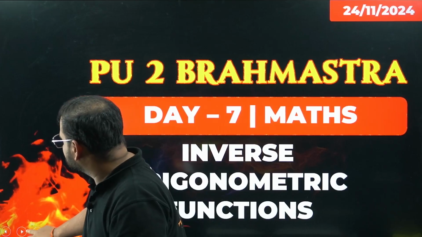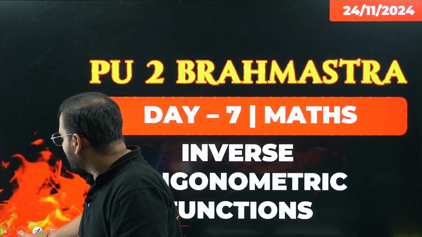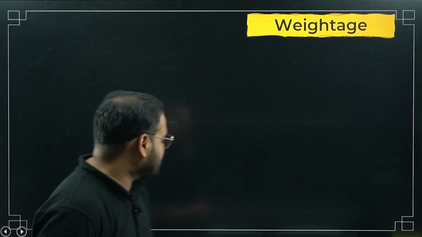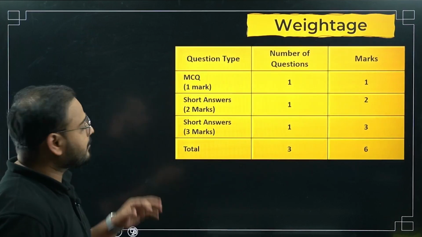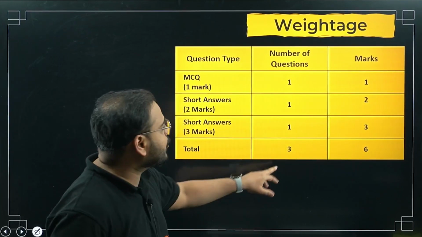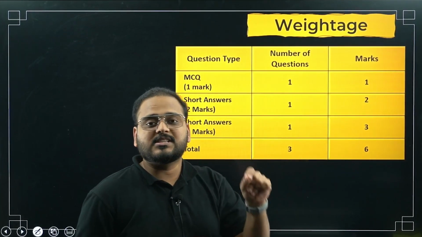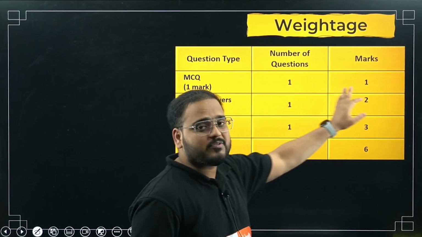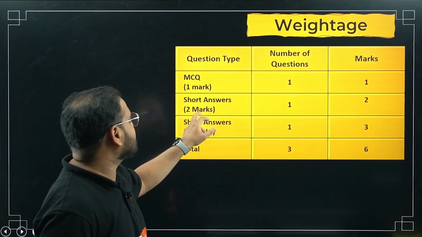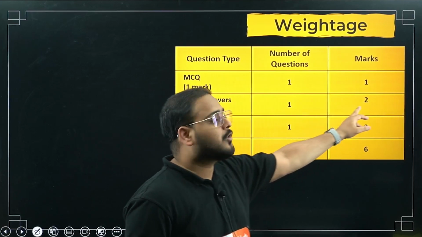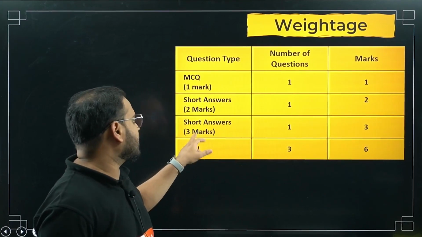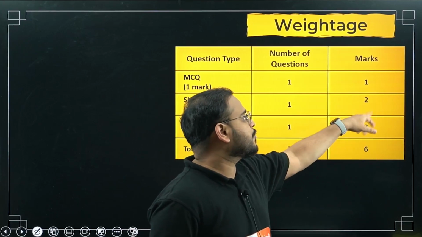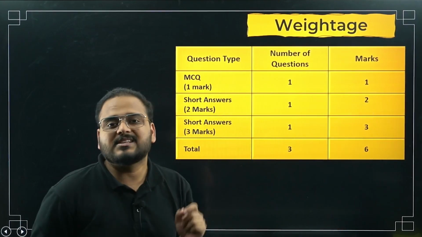Let me start with the introduction. First we'll talk about the weightage of the chapter, and what type of questions you can expect. First thing coming up is your weightage. You can expect a total of 3 questions over here. This is from your latest blueprint given by your board. In MCQ you can expect 1 question which will carry 1 mark. In short answer you can expect a 2 mark question, and in long short answer another 3 mark question. So 3 plus 2 plus 1, 6 marks you can expect from this particular chapter.